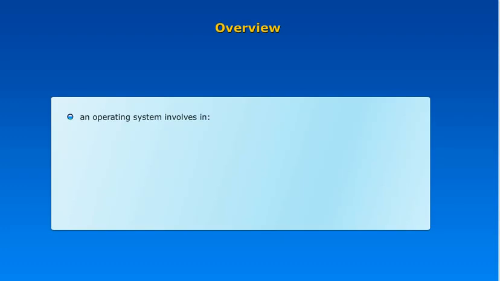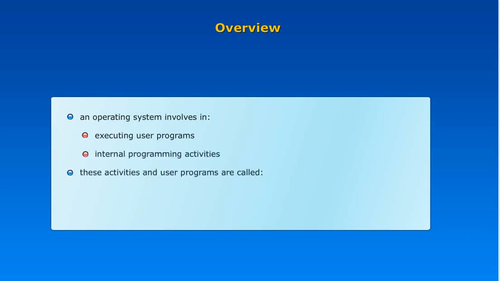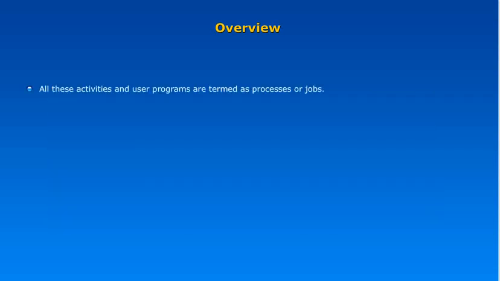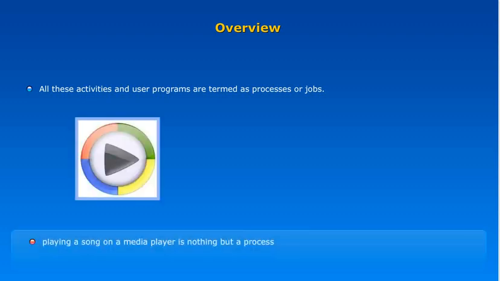Overview. An operating system is involved in executing user programs and internal programming activities. These activities and user programs are called jobs in a batch system and tasks in time-shared systems. All these activities and user programs are termed as processes or jobs.